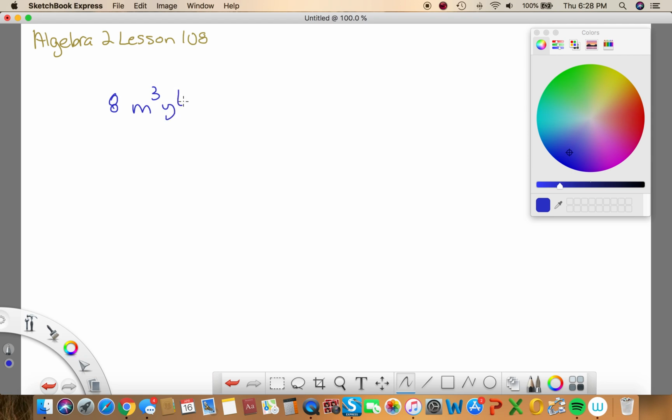8m cubed y to the 6 plus x cubed. Again, you ask yourself, is there any common factors? Is there any GCFs between term 1 and term 2? This is term 1, and this is term 2. Okay, this is A and this is B.